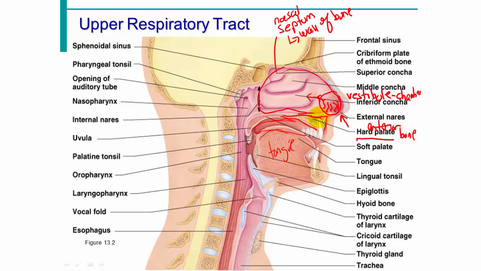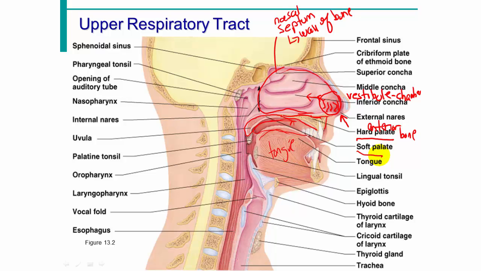That's made of bone. And if you remember from AMP1, the anterior part of the hard palate is the palatine process of the maxilla bone. The posterior part of the hard palate is called the palatine bones. But the bottom line is this is bone. If you look at a little bit more towards the back right here, that's called the soft palate. And that also separates the nasal from the oral cavity.